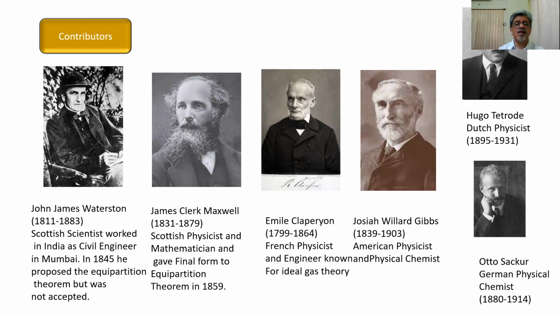Another scientist, James Clerk Maxwell, born in 1831, died in 1879, Scottish physicist and mathematician, gave the final form of the equipartition theorem in 1859. The ideal gas laws were given by the French physicist and engineer Emile Clapeyron, 1799 to 1864, known for his contribution to ideal gas theory. And Josiah Willard Gibbs, American physicist and physical chemist, born in 1839, died in 1903. He gave the Gibbs paradox.